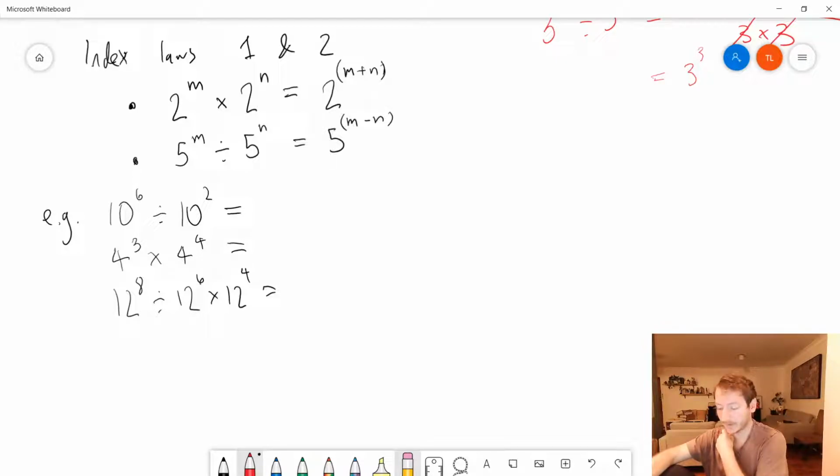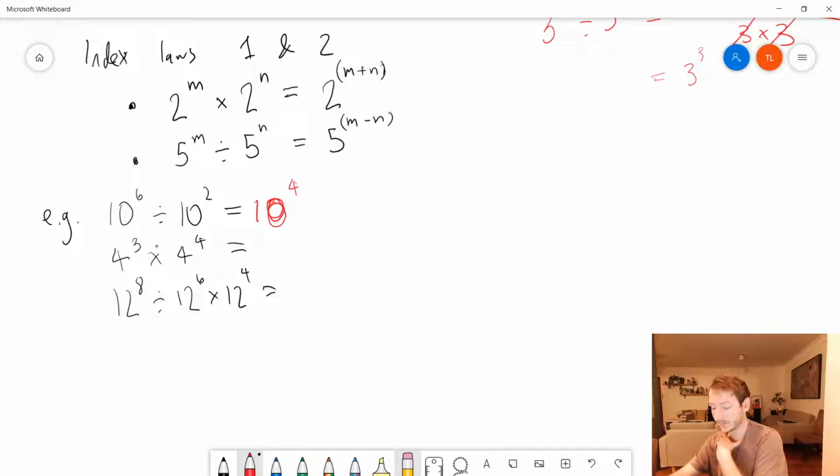So 10 to the power of 6 divided by 10 to the power of 2. I know because the bases are the same that I can use my index laws. Now it's really tempting to divide 6 divided by 2. But look at our law. It is m minus n. So 6 minus 2. That gets me a 4.